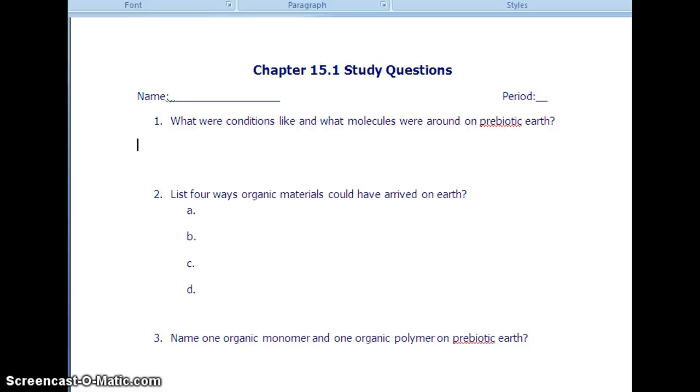We're going to go over the answers to the Chapter 15.1 study guide. What were conditions like and what molecules were around the prebiotic Earth?